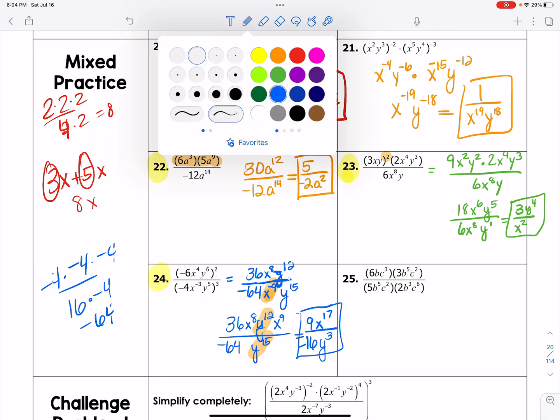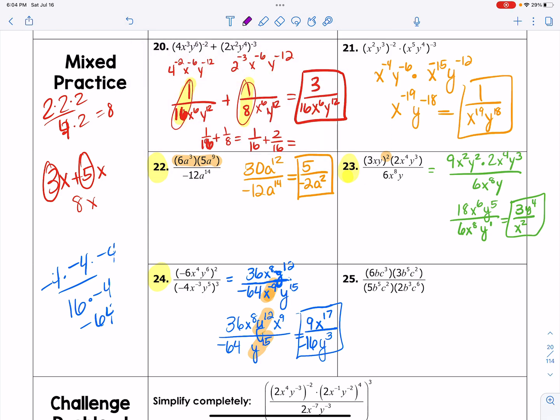Okay, so pause the video, and I would like you to try to do 25. So I'm going to multiply across the top. That's 18, b to the 6th, c to the 5th. You add when you multiply. Over 10, b to the 8th, c to the 8th. You add when you multiply.